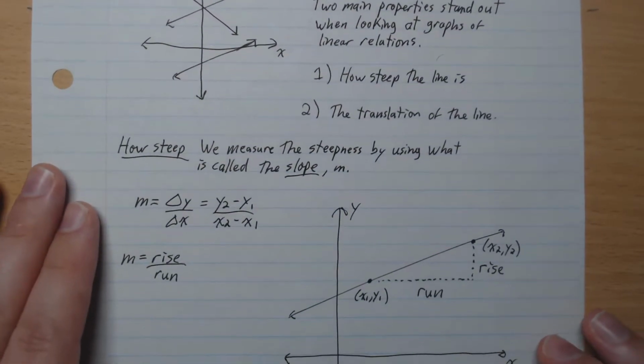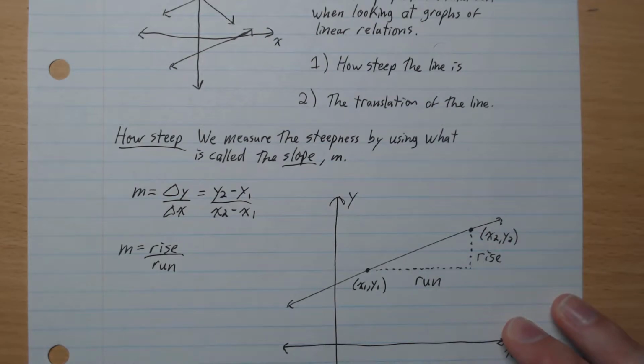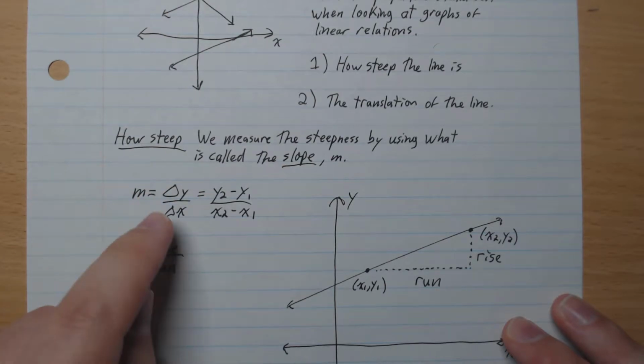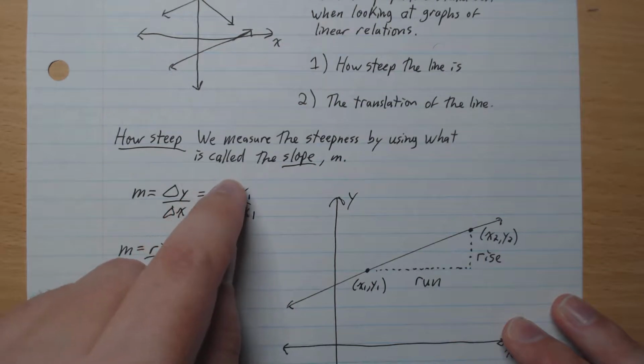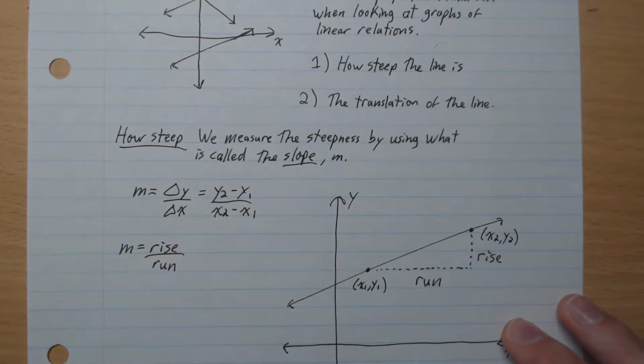When we're looking at how steep, we measure the steepness by what is called the slope. The slope m here is going to represent slope. It's change in y over change in x. So delta y is y2 minus y1, delta x means x2 minus x1. Another term that we use for m is rise over run.